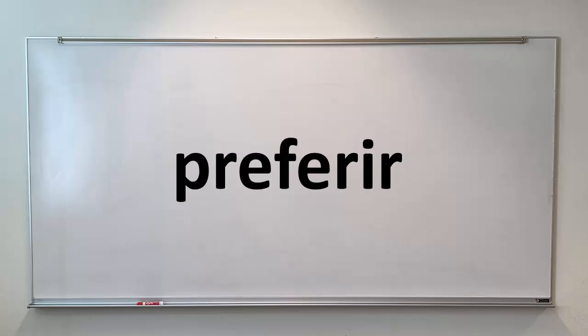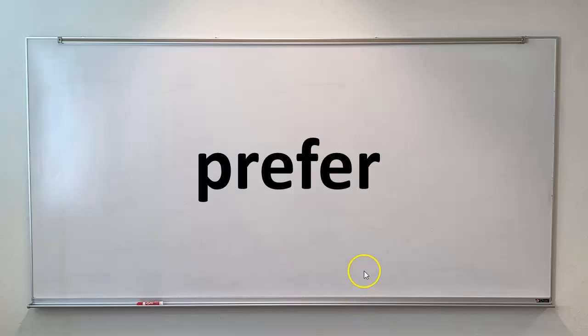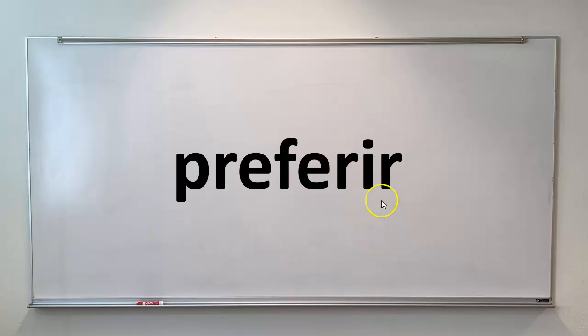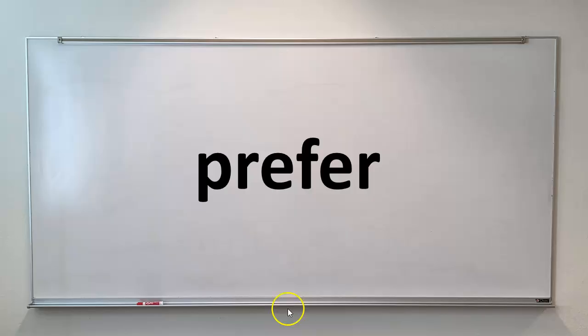It's a stem changer. And when you remove the IR from the infinitive, remember, infinitives end in either ER, IR, or AR in Spanish. So when you're staring at your infinitive and you want to find the root of that infinitive, simply remove the AR, ER, or IR. So in this case, it's the IR. And by removing the IR, we have our root. This is the root, or it's also referred to as the stem.